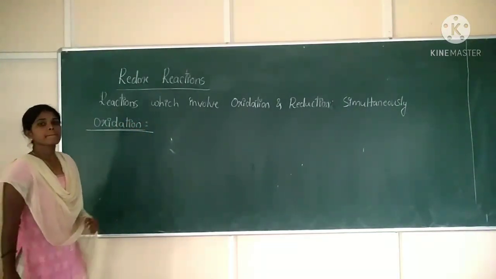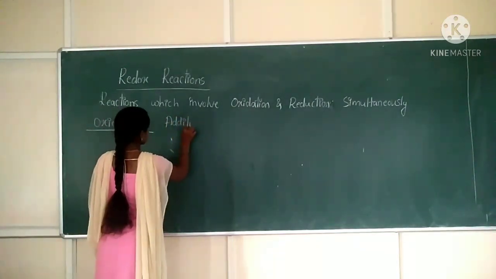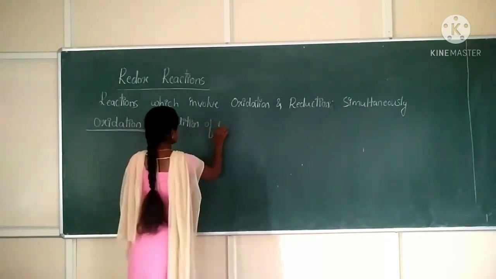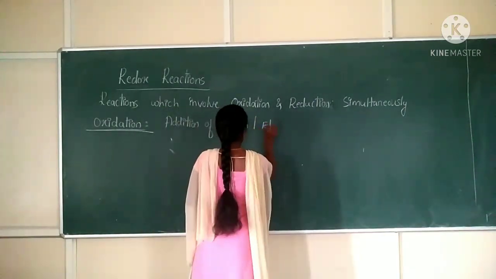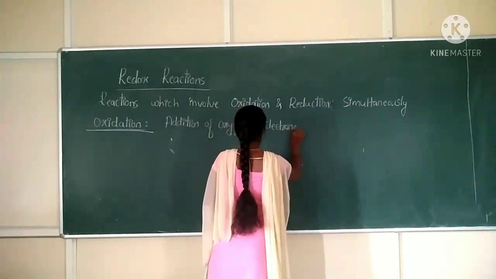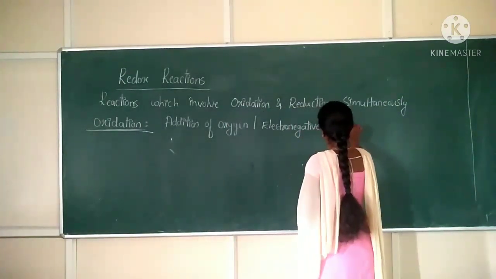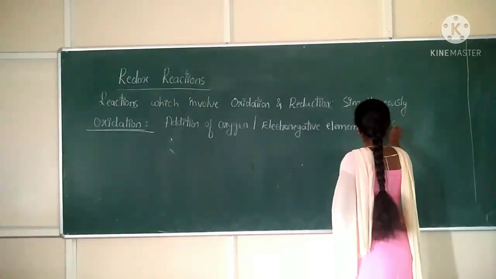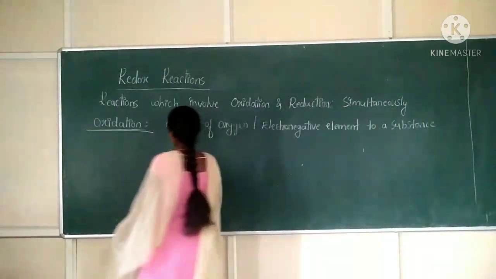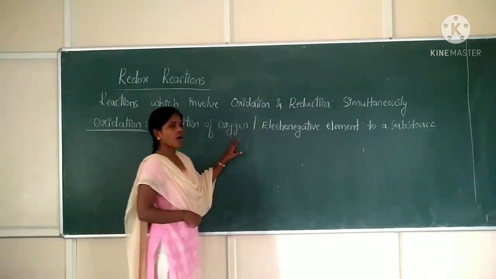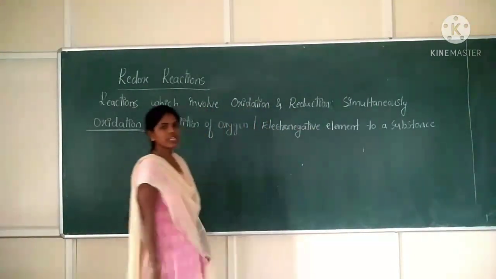What is oxidation? Oxidation can be defined as addition of oxygen or electronegative element to a substance. What is the definition of oxidation? Oxidation is addition of oxygen or addition of electronegative element to a substance.